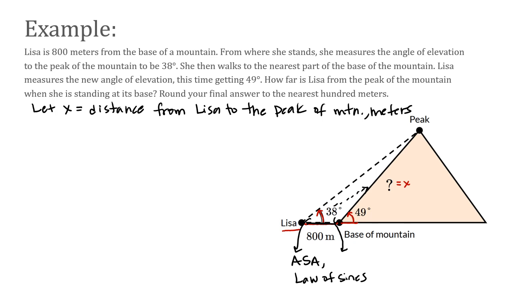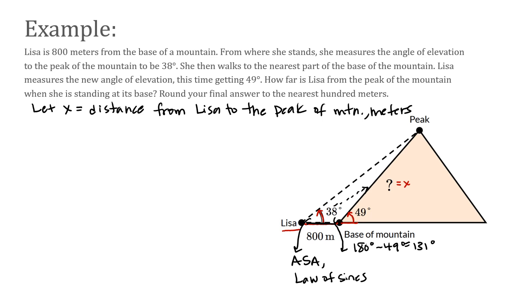So what is that angle? Well, we were given 49 degrees, and 49 degrees and this unknown angle lie on a straight line. A straight line is 180 degrees, so if I subtract 49 degrees, I should be able to find out what that angle is. And when I do that, I get 131 degrees. So that's nice. I have angle, side, angle.